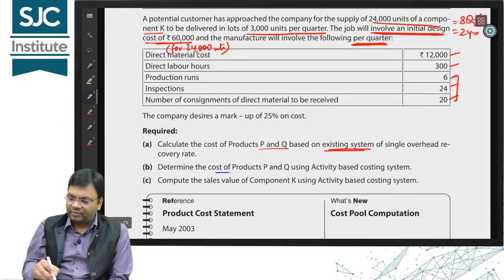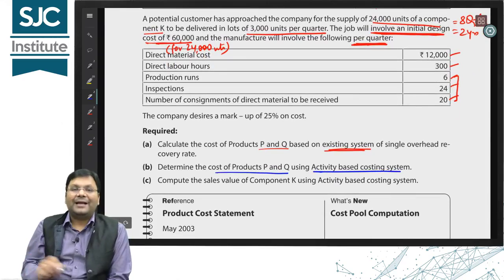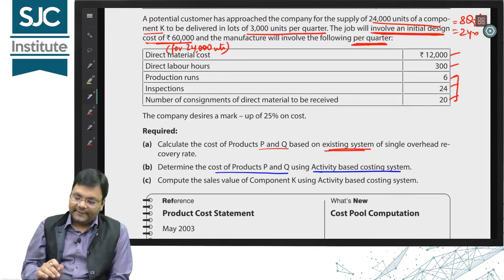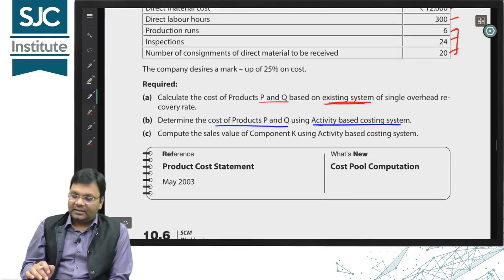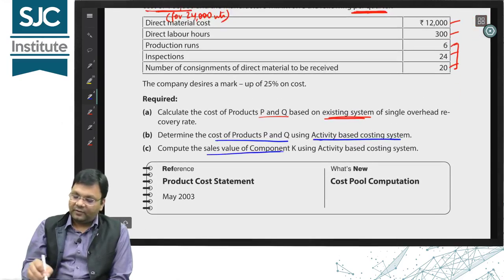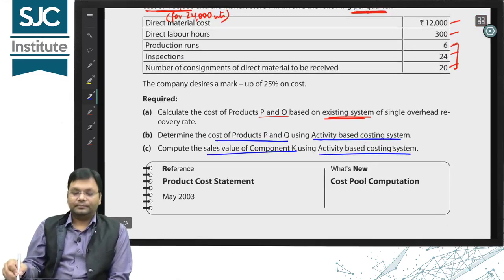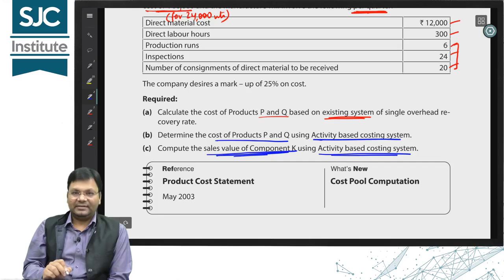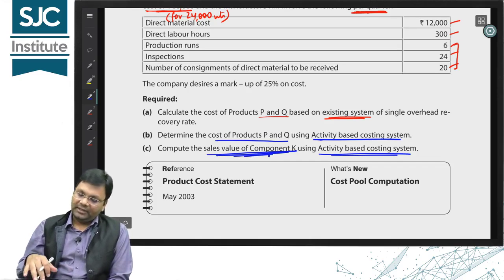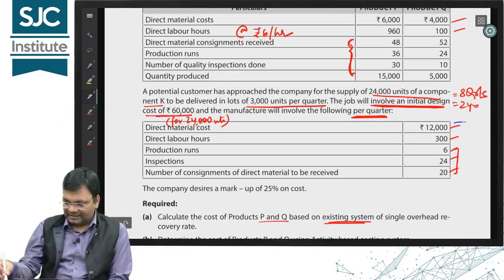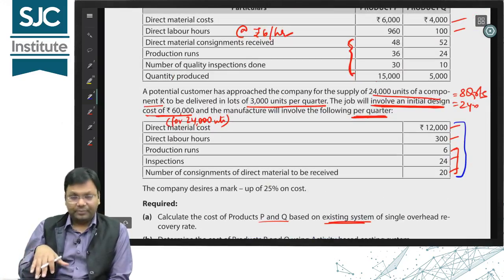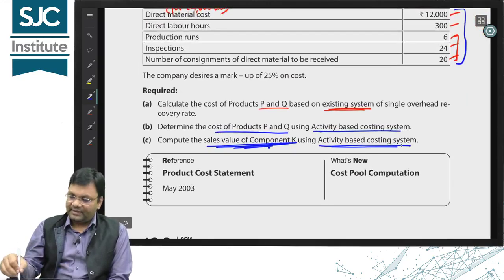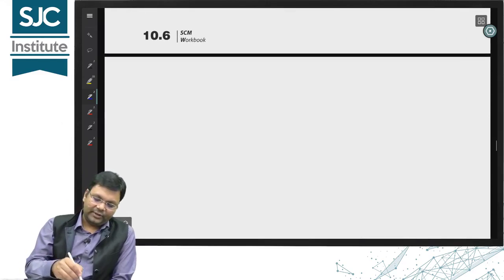Second, they are saying cost of P and Q using ABC, the activity based costing system. The third is they are saying compute the sales value of component K using the ABC system. This last paragraph, the component K detail, needs to be computed in terms of sale value using the ABC system. So let us start doing this.